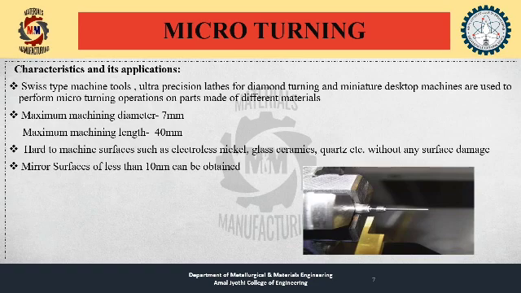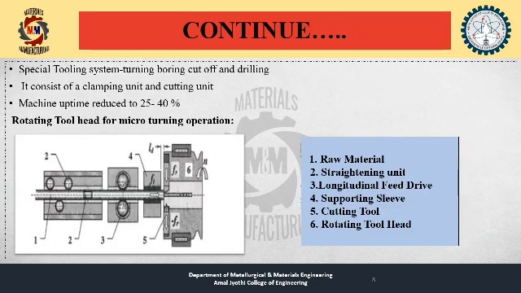Micro turning. Here we are going to talk about the characteristics and its applications. They use ultra precision lathes for diamond turning, and miniature desktop machines are used. The maximum machining diameter is 7 millimeters and the maximum machining length is 40 millimeters. A special tool system is used for this type of micro manufacturing.